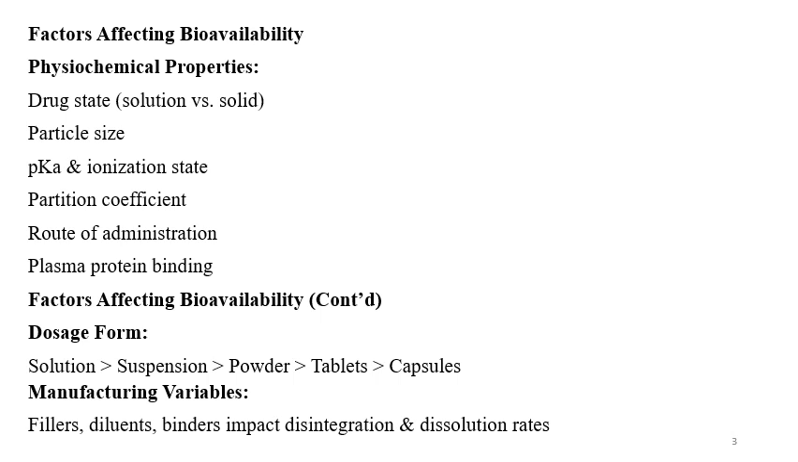So what are the factors which affect bioavailability? As we know, bioavailability is the fraction of the drug reaching the systemic circulation, and different factors affect it. First are physicochemical properties: drug state, whether it is in solution or solid, particle size, pKa, ionization state, partition coefficient, and route of administration. Whether the drug has high or low plasma protein binding will also affect the bioavailability.